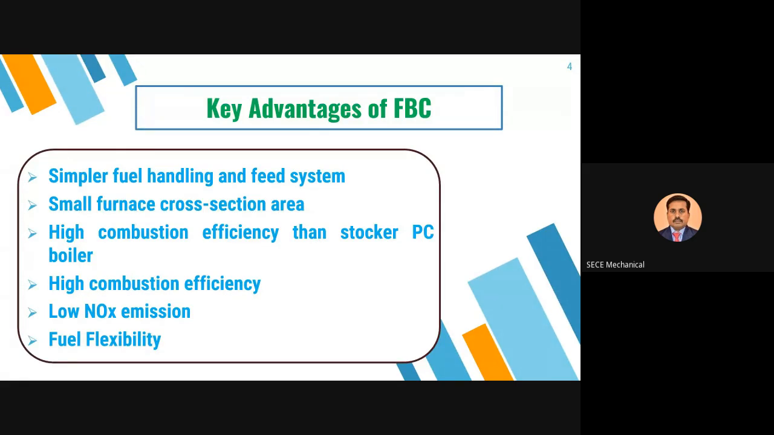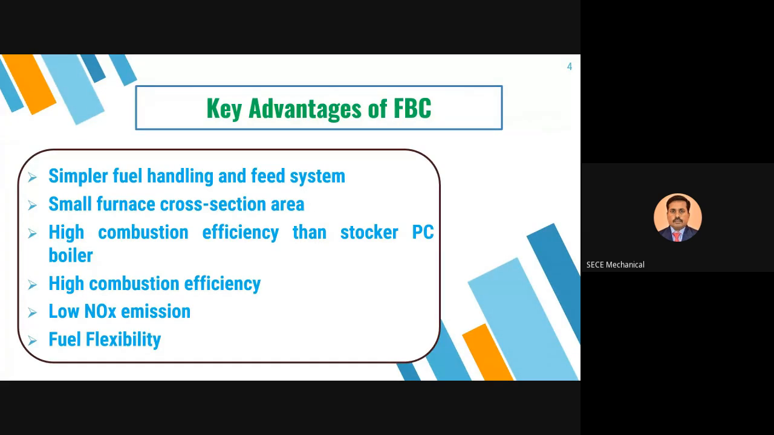Next, we can see the key advantages of fluid bed combustion. Why do we move to fluid bed combustion instead of normal combustion? Why do we go for fluid bed combustion? These are the reasons. First one is simpler fuel handling and feed system.